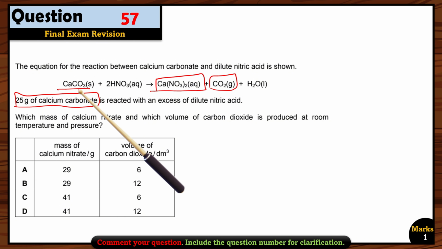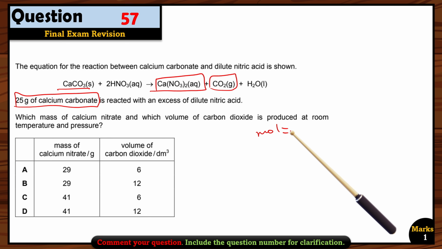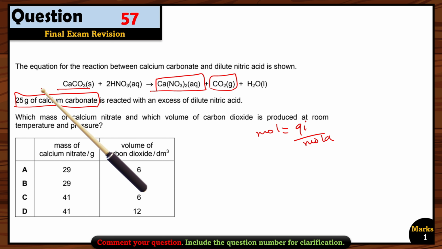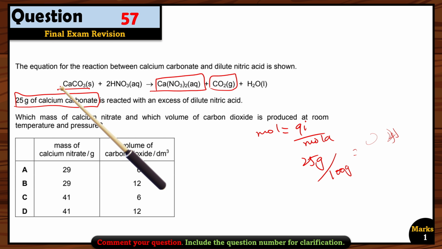So first we have to find the number of moles. So moles is equal to what? Given mass divided by molar mass, right? So if you already know 25 gram is the given mass, so what will be the molar mass? Molar mass for calcium carbonate is 100 gram. So what will be your answer? 0.25 mole, right? So we already know the moles of calcium carbonate are now 0.25 mole. So 1 mole is producing 1 mole of calcium nitrate, right? So 0.25 mole will also produce 0.25 of the calcium nitrate.